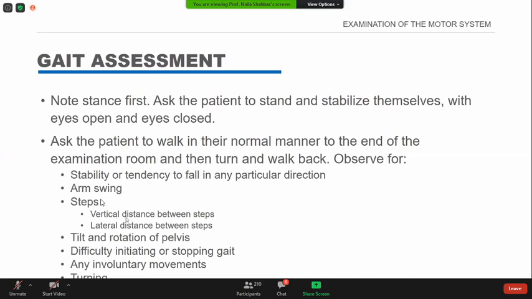Steps: the longitudinal distance is the distance between the step forward and the step backward. The step behind and the forward step make the longitudinal distance, and the lateral distance is the distance between the 2 feet. If the longitudinal distance is reduced, you call this short step gait, and if the lateral distance is more, you call it broad base gait. You also look for tilt and rotation of the pelvis.